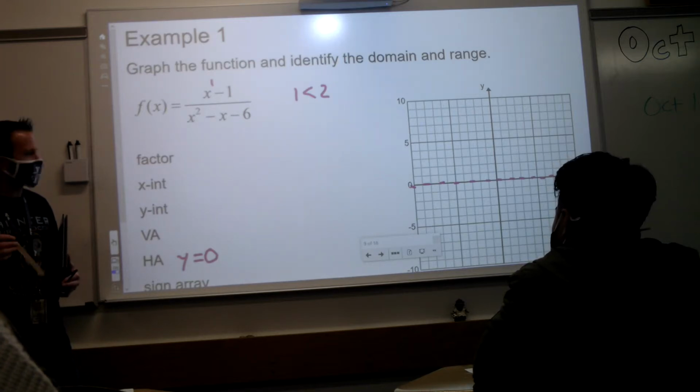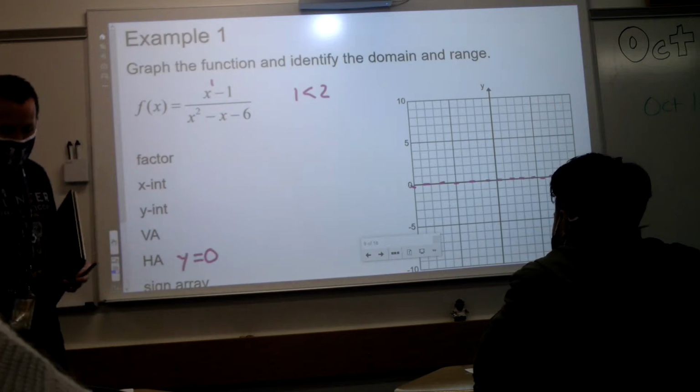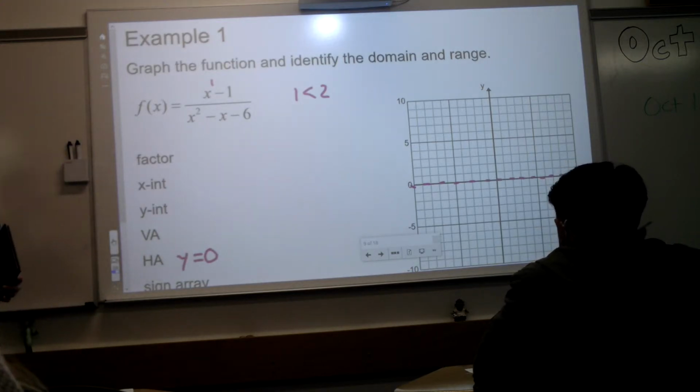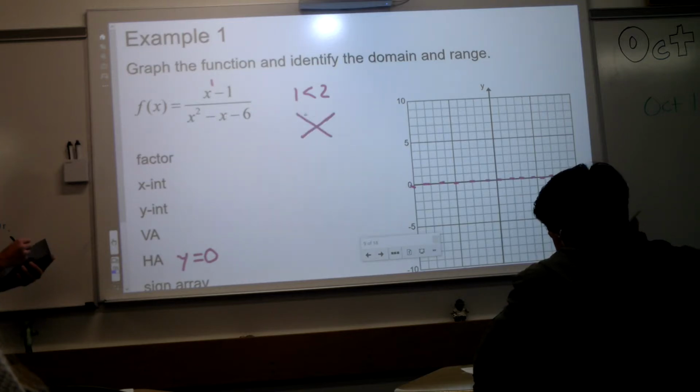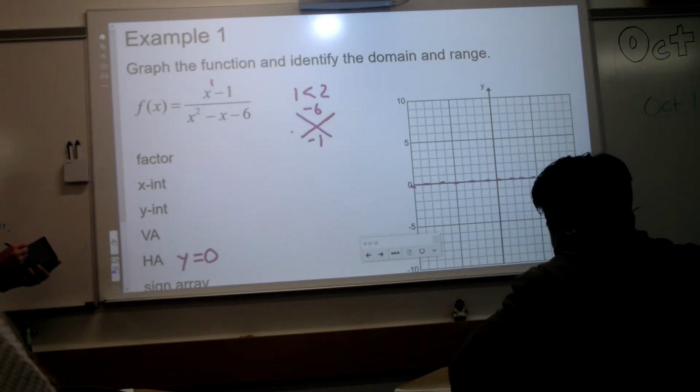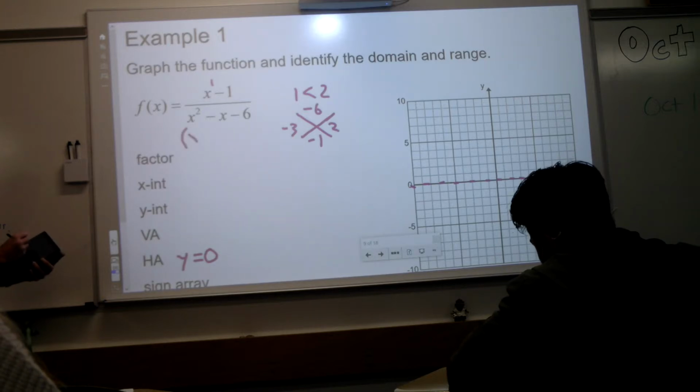Factored form. Hey, so Angelina, how would you factor this? X squared minus x minus 6. What would you say there? Let's check that. Negative 3 times 2 is negative 6. Negative 3 plus 2 is negative 1. Sounds good to me. Good job.